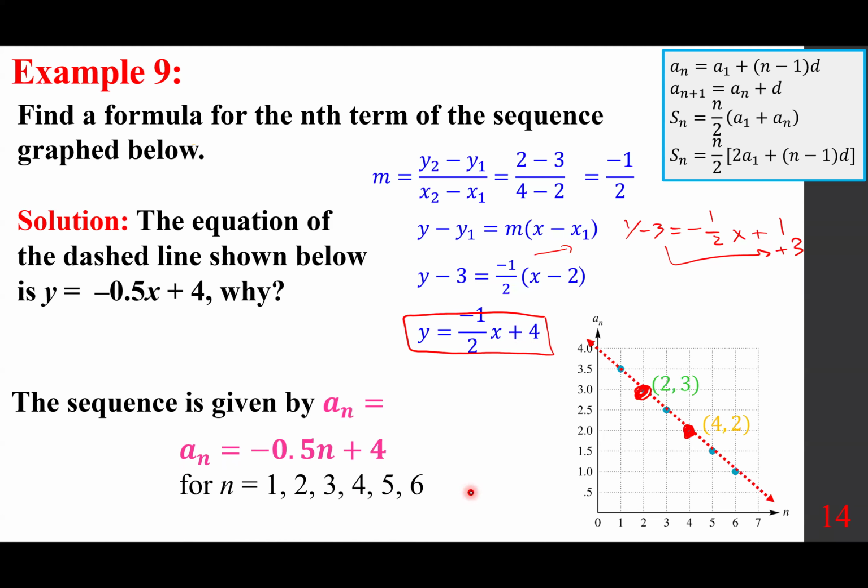Let me erase my work. If you plug in 1, this becomes negative 0.5 and 4. Positive 1 gives you 3.5. Plug in 2, you get negative 1 and 4 is 3. The next one, 3. If I put 3 here, negative 1.5 and 4 is 2.5. And you can check the rest of them. You must check. I can't emphasize the importance of checking. Okay? You must check.